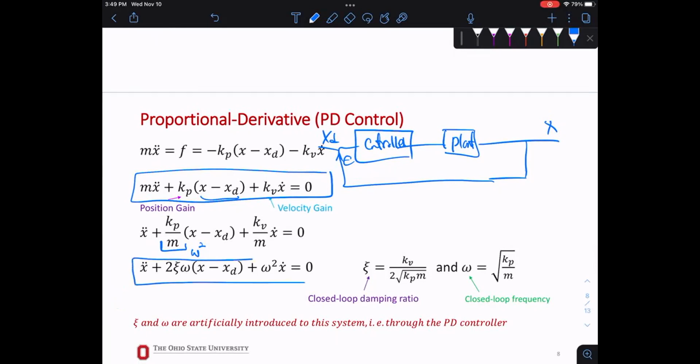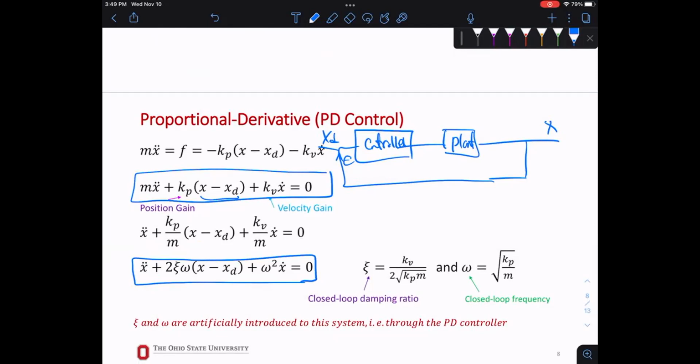This is a general formula for how you write a second order system, right? X double dot plus 2 zeta omega X dot, or here the error, plus omega squared X. So that's a second order system. But the difference is this damping ratio is the damping ratio of our closed loop. So you have Kv and Kp here. These are your controller gains, right?